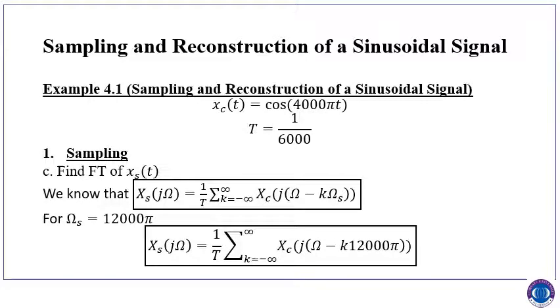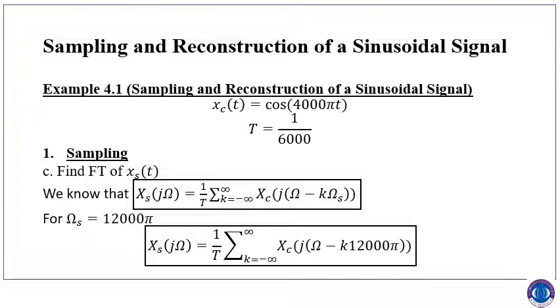Okay, so before looking at the spectrum of xc of t, we are finding the Fourier transform of sampled impulses. We know that the Fourier transform of sampled impulses is basically the convolution of the continuous time signal spectrum, that is Xc(jω), with a periodic impulse train. We know that the Fourier transform of a periodic impulse train is 2π/T times the summation over k from minus infinity to infinity of delta of ω minus kωs.